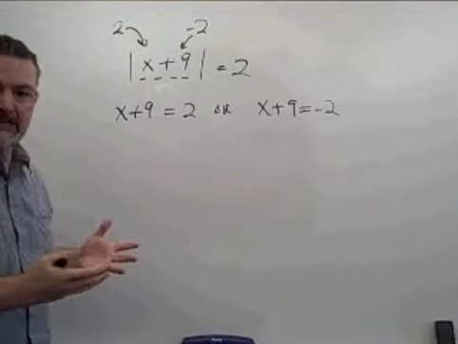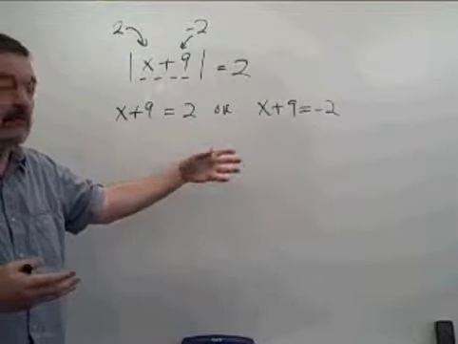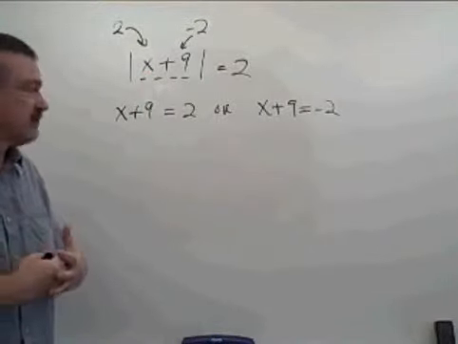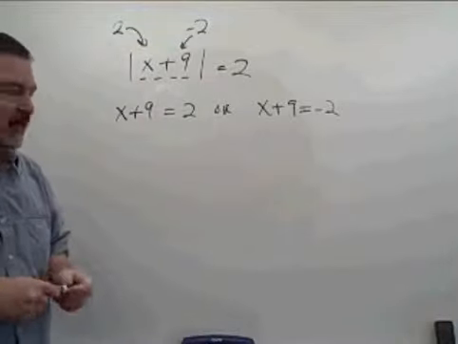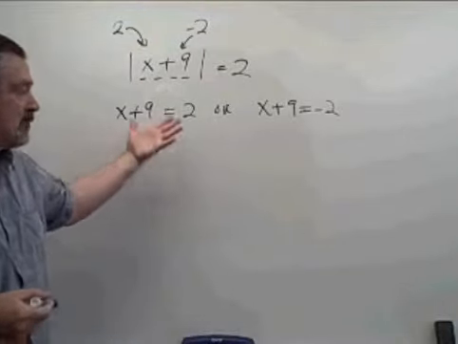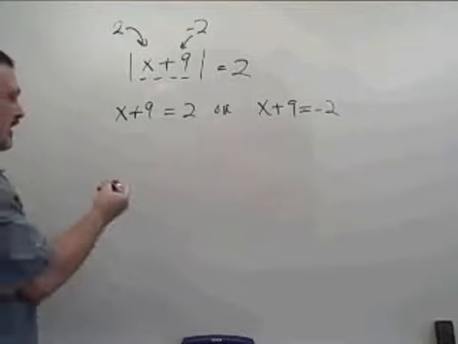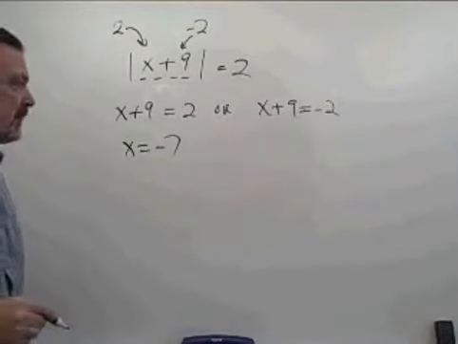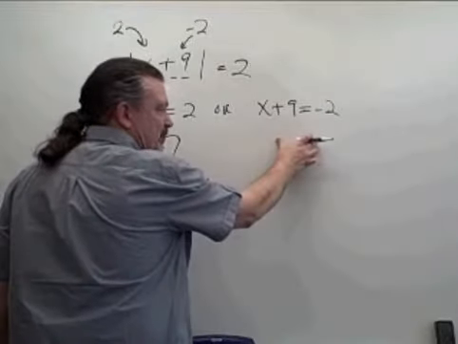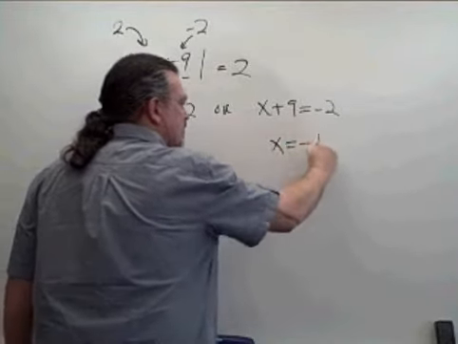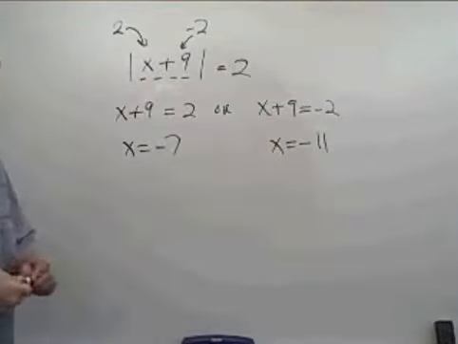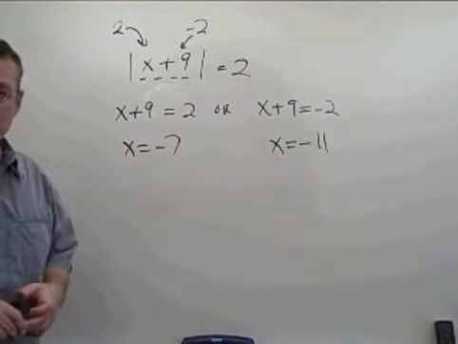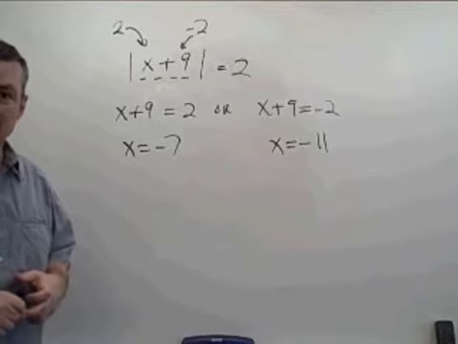And that creates two equations without the absolute value sign, which we can now solve. They're just nice linear equations in one variable. We would subtract 9 from both sides, which in this instance would give us x equals negative 7. When we subtract 9 from both sides of the other equation, we get x equals negative 11. And when we substitute either of those values into the original equation, it will make the statement true.